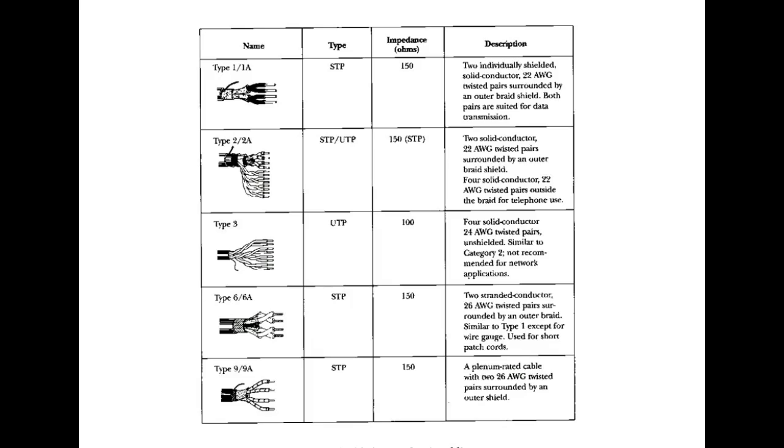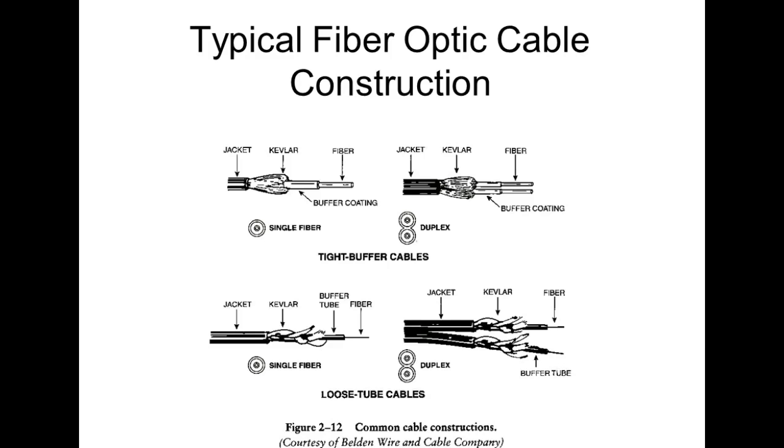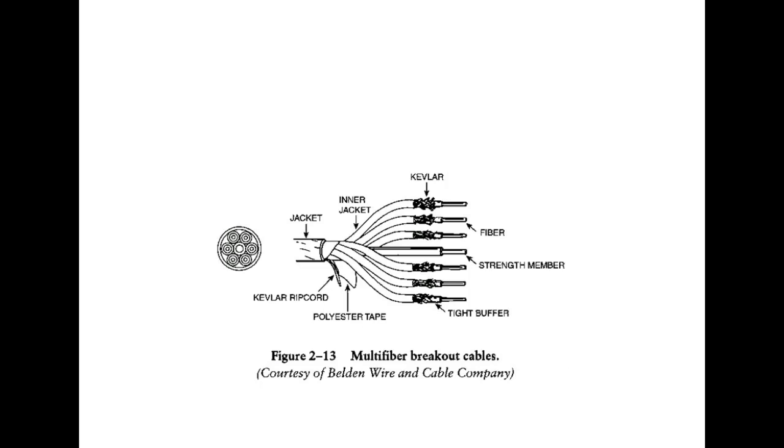RG58 is 75 ohm cable, and RG59 is 50 ohm cable. So you can't mix RG58 with RG59 because their impedances don't match. And we got a whole lecture, by the way, on impedance matching. We'll start talking a little bit more about communication cables. And then fiber optics, we'll look at this later.